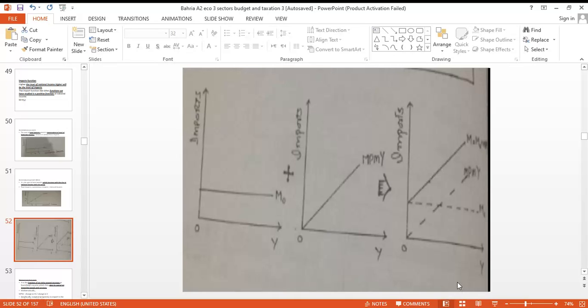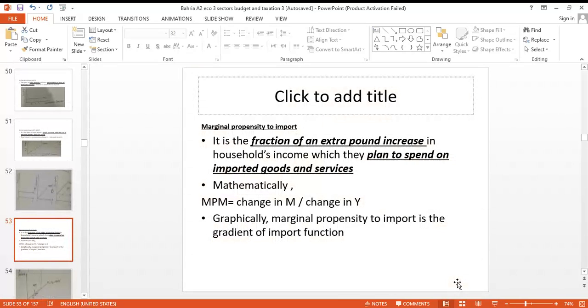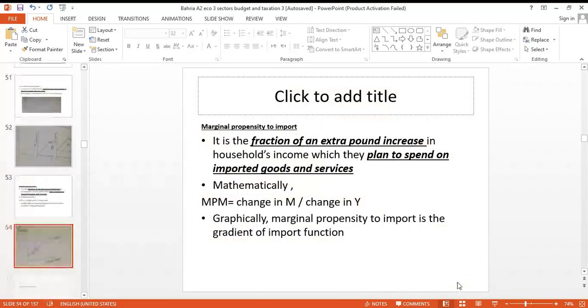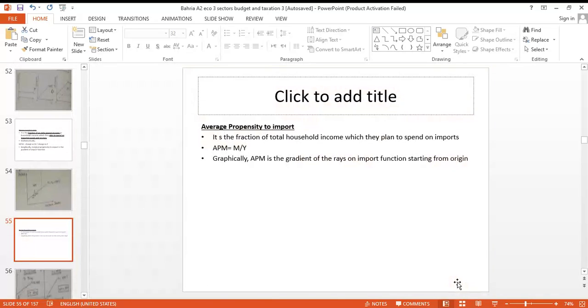So now what you can do is add these two components of imports, the autonomous and the induced, and you will get the import line or the import function. Remember, one, it is always upward sloping. Two, it does not start from the origin. Why will it not start from the origin? Because this line has two components. It has the autonomous, which will happen under all conditions, and then once the income starts increasing, there will be a propensity to import more.